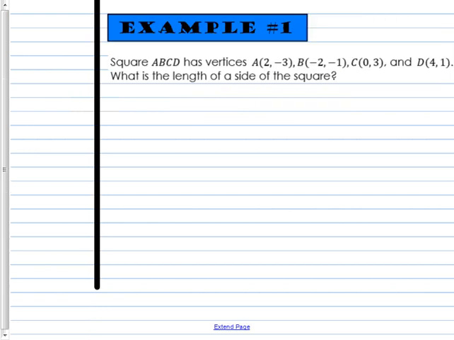So, first up, example number 1. Square ABCD has vertices at A (2, -3), B (-2, -1), C (0, 3), and D (4, 1). What is the length of a side of the square? I would highly suggest just drawing a picture to be familiar with what you're looking at, A, B, C, D, okay? It doesn't matter which side, because in a square, all sides are equal.